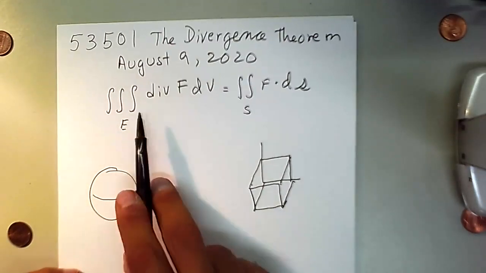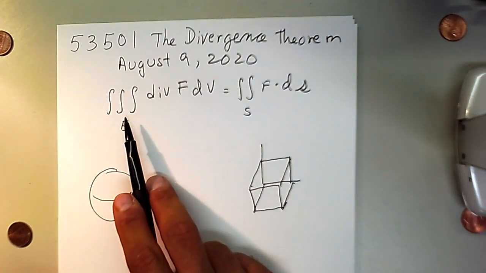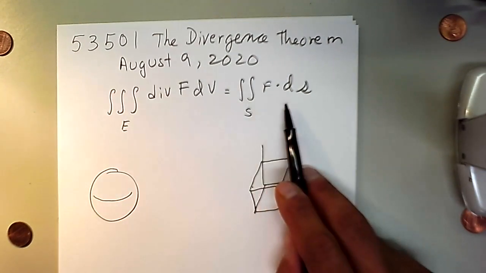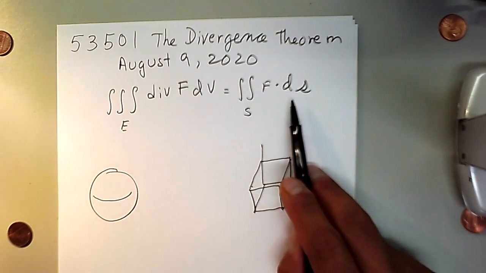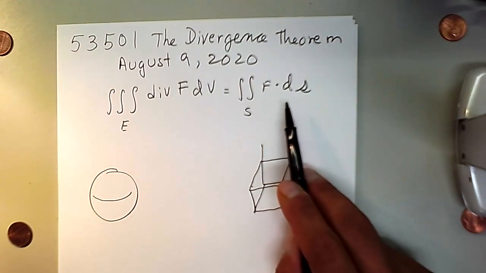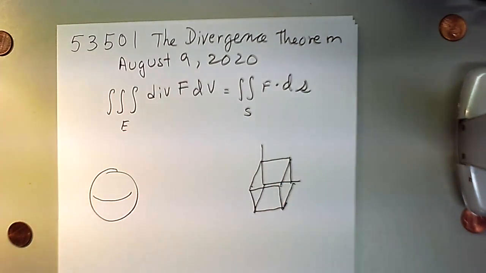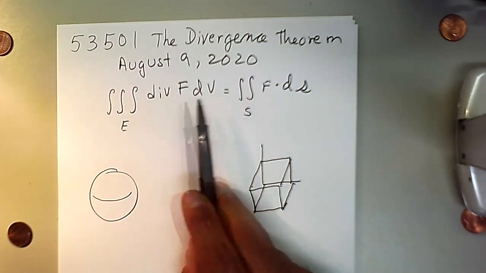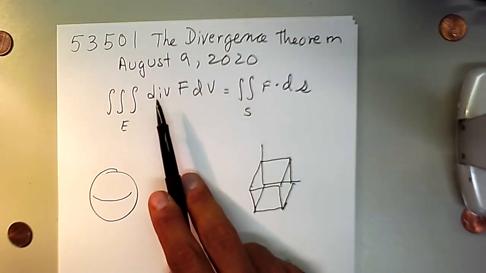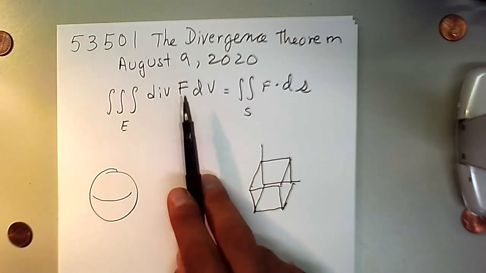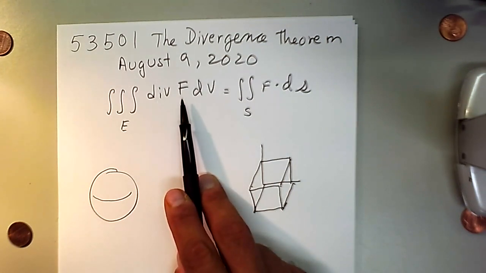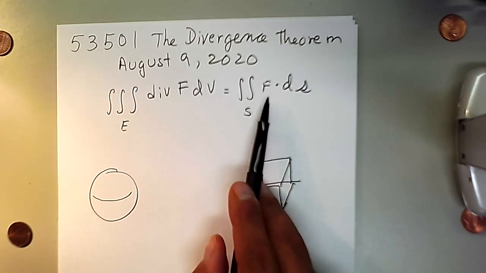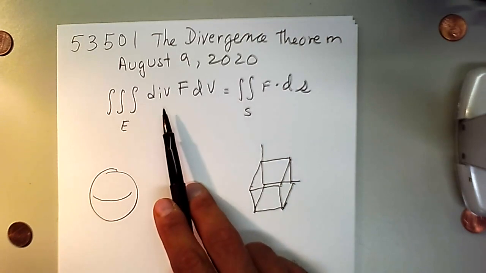What we are doing is taking a triple integral over a solid and converting it into a double integral. So we are decreasing the dimension of the integration. Now, in order to do that, we have to have an anti-divergence of a vector field F. If we can find the anti-divergence, then we can go in this direction, or if this is too difficult, then we can go in this direction.